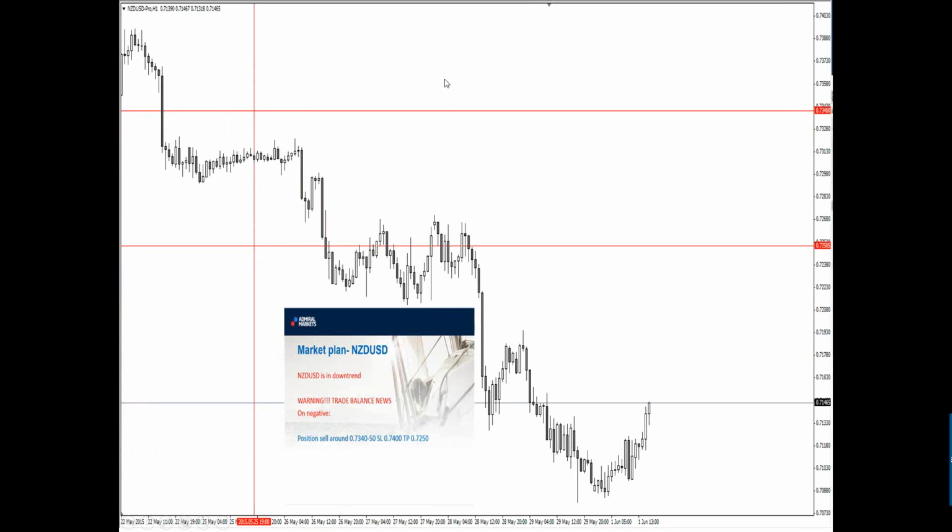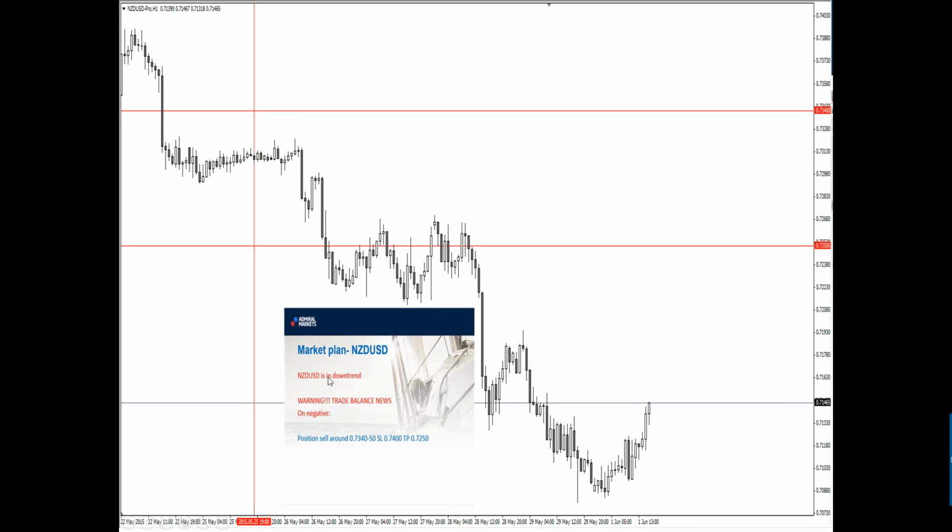Then New Zealand dollar, as I specifically said, is in a downtrend, and it was the trade balance data release. 73.40 to 50 was very, very close to our entry point. So maybe if some of you actually wanted to take these trades, you see there was a pullback and then bang to the downside.